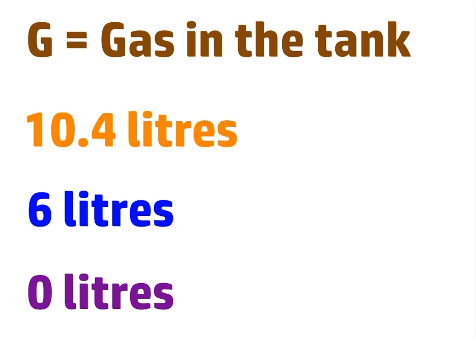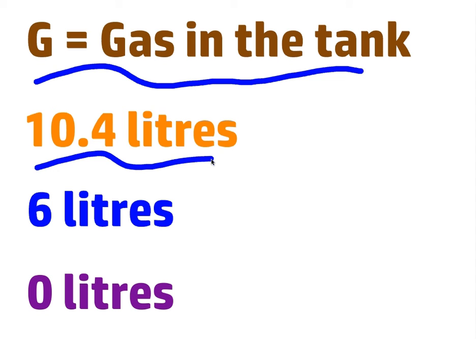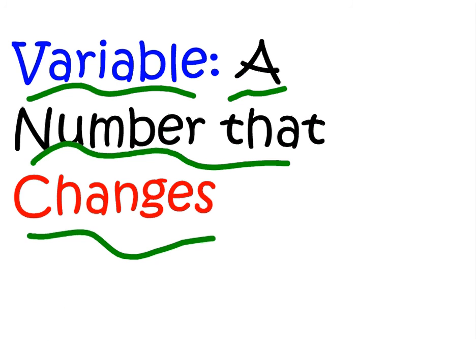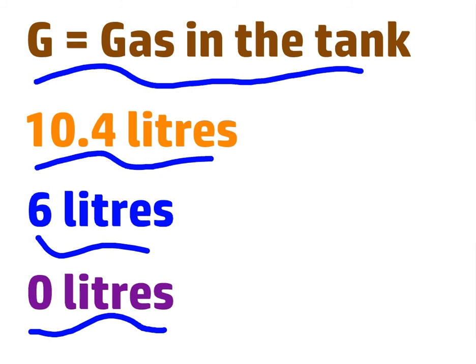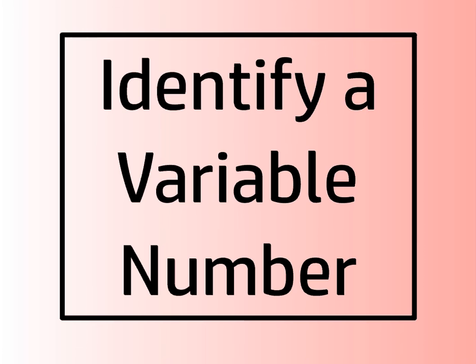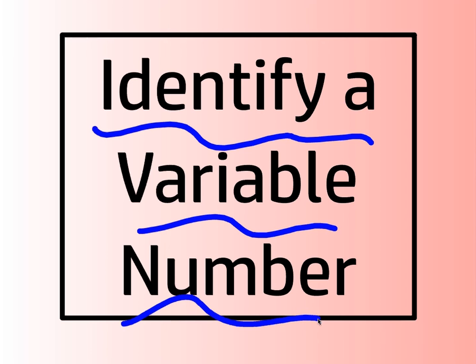Or gas in your tank. Okay, when you fill it up, maybe it holds 10.4 liters, but as you drive it, it burns gas. And it's going to get down to 6 liters, and then finally, maybe if you keep driving it long enough and you don't fill it up, it will have 0 liters in the tank. So therefore it is a variable, it's a number that changes. So let's go ahead and look at some examples and try to identify numbers that change.